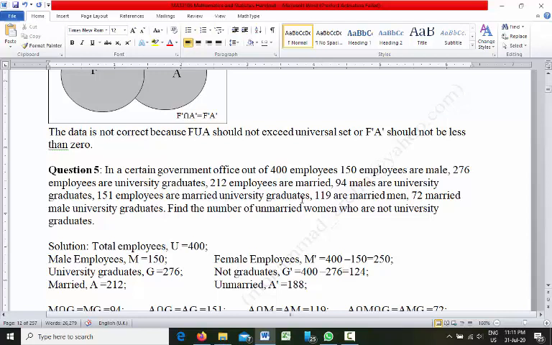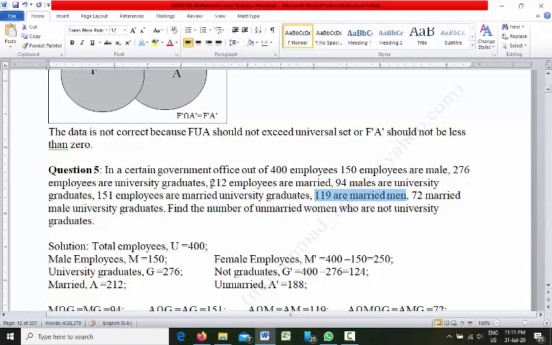So now, 150 employees are married university graduates. And then 119 are married men.